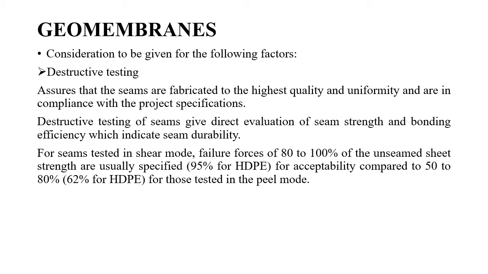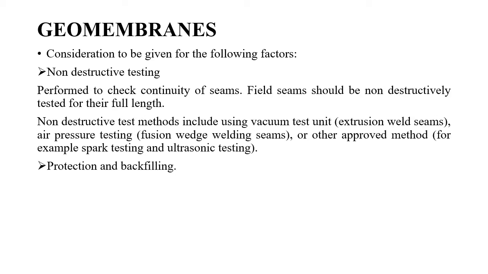This gives you the acceptability criteria. For seams tested in shear mode, failure forces of 80 to 100 percent of the unseamed sheet strength are usually specified for acceptability, compared to 50 to 80 percent for those tested in peel mode. This is just a criterion which tells you about the acceptability limits. Now let's move on to non-destructive testing. Non-destructive testing is specifically conducted to evaluate the continuity of the seam.